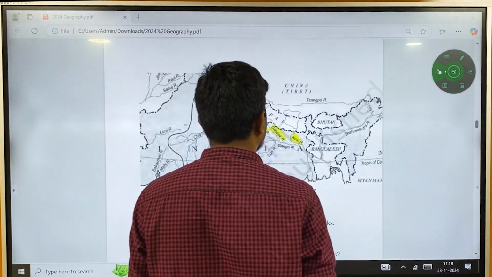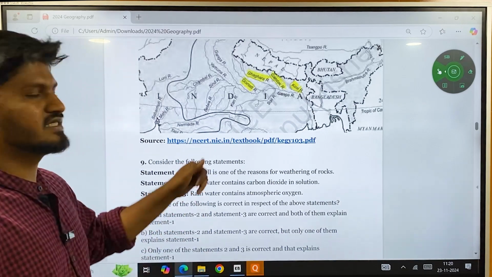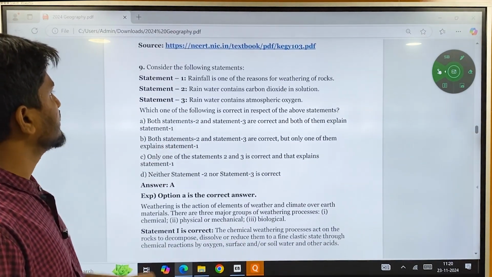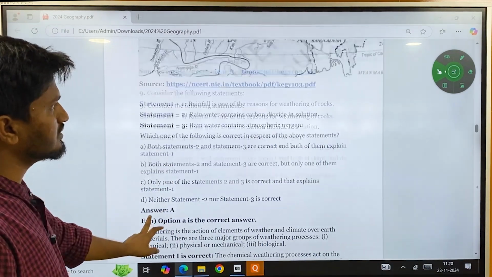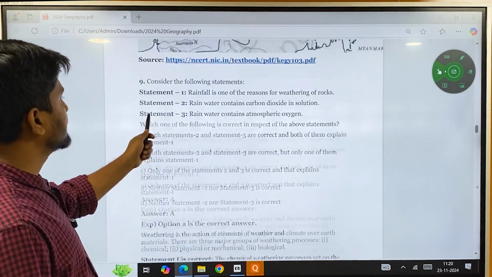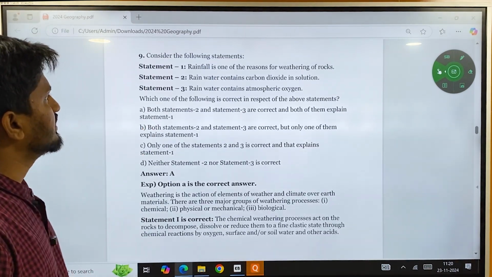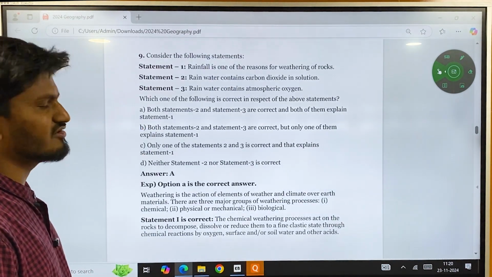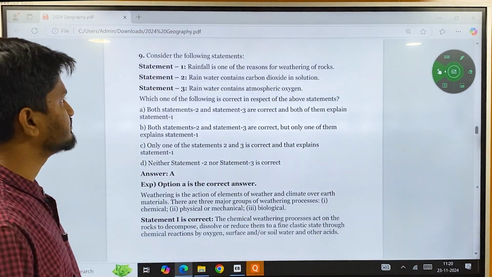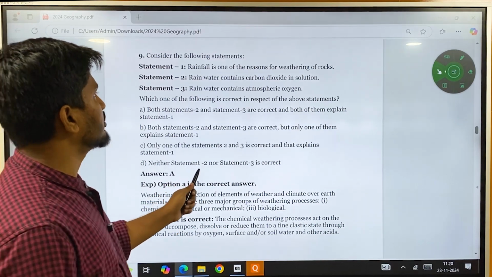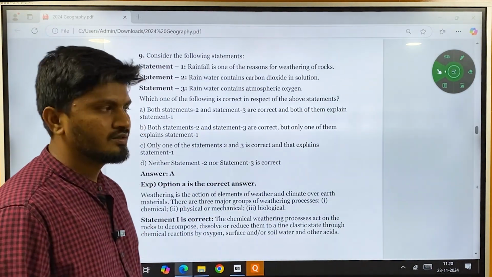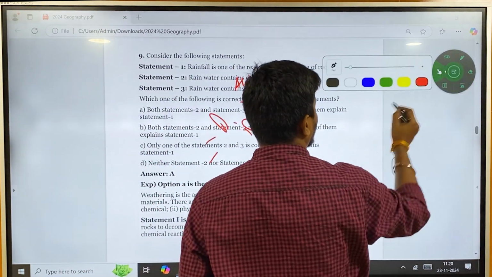And see, this is a very basic question which is present in the NCERT textbook. I have taken this from the NCERT itself. And then the 9th question, consider the following statements. The 8th question was from Indian geography. Rainfall is one of the reasons for weathering of rocks. So the question is dealing with geomorphology, physical geography again. Statement number 2, rainwater contains carbon dioxide in solution. Statement 3, rainwater contains atmospheric oxygen. So here the question is talking about weathering of rocks.